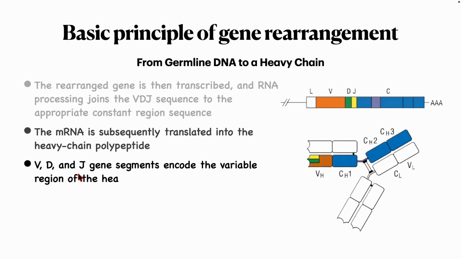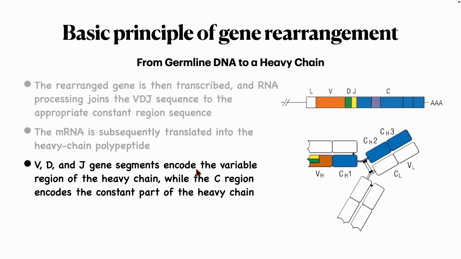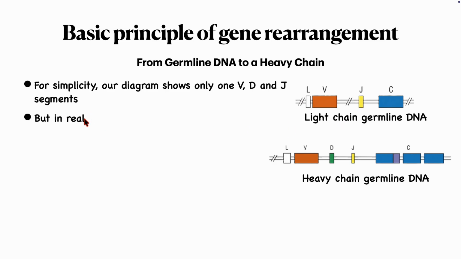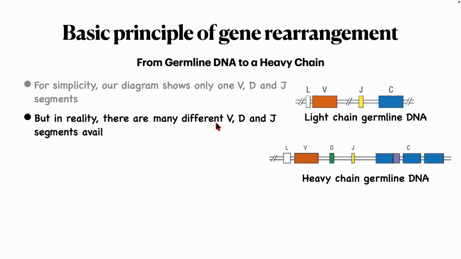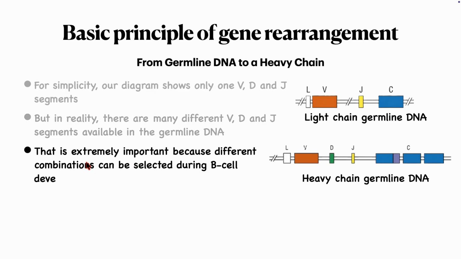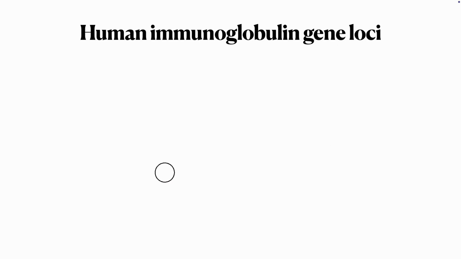Therefore, V, D, and J gene segments encode the variable region of the heavy chain, while the C region encodes the constant part of the heavy chain. For simplicity, our diagram shows only one V, D, and J segment, but in reality, there are many different V, D, and J segments available in the germline DNA. And this is extremely important because different combinations can be selected during B cell development. We will explore how this contributes to antibody diversity in the next video.